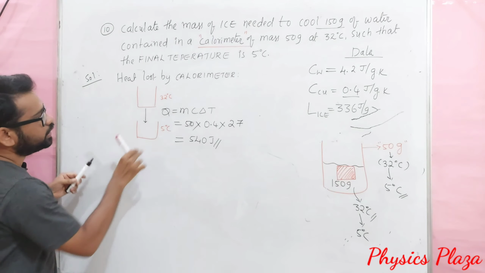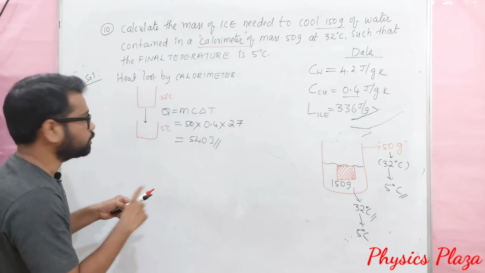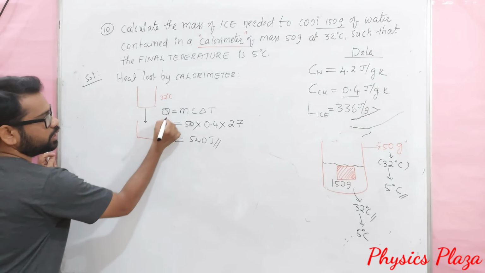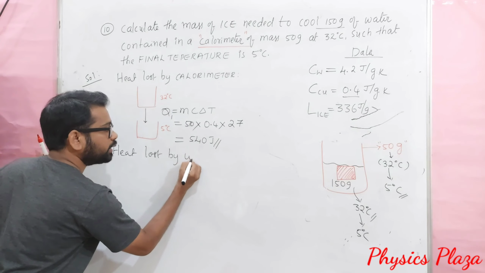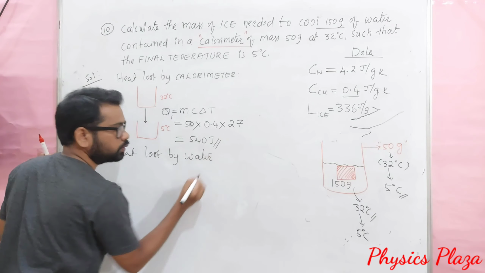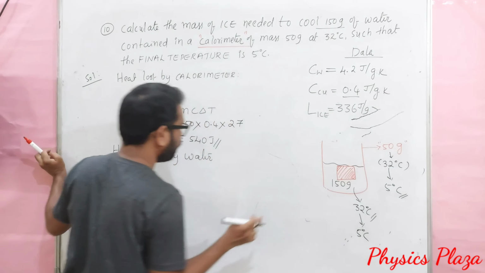Now let us calculate the heat lost by the water which is taken in the calorimeter. Let us say Q1 is the heat lost by the calorimeter. Now let us calculate the heat lost by water, whose temperature reduced from 32 degrees Celsius to 5 degrees Celsius.